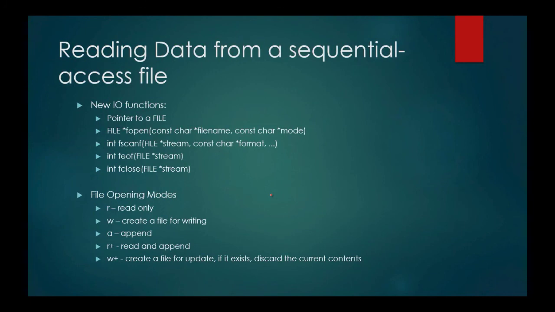All right, here are our new input-output functions. Think about this in order, because I list these functions out in the order that we're going to interact with files. First of all, we need a pointer to a file. You'll see that in code. Then we need to open it, we need to read it until we find the end of the file, and then once we're done, we need to close it.